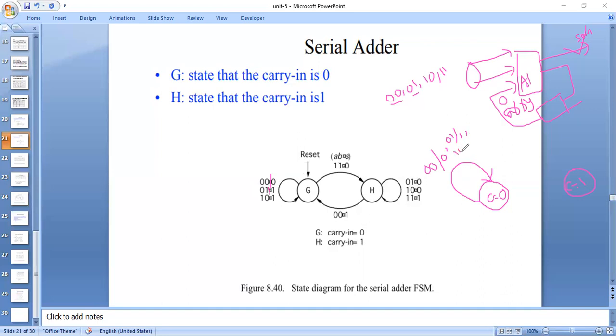When we give 1 0, what do we get? Put a comma and write here. And the output is also 1, and the carry will be 0, so it will be in the same state, right? And next we have to add these 3 bits.